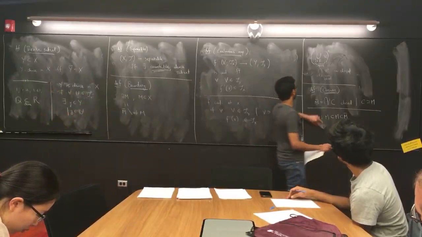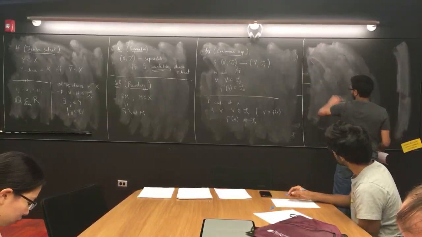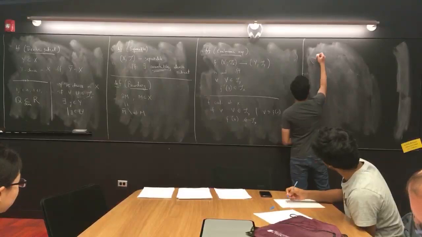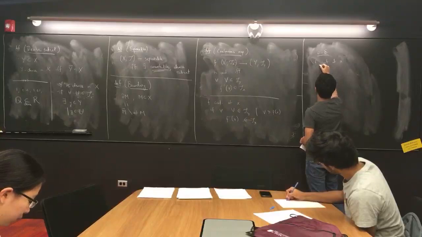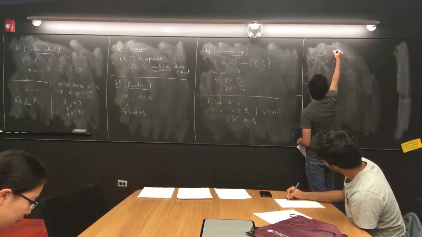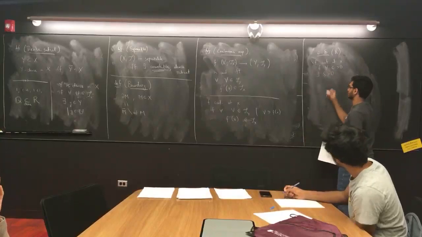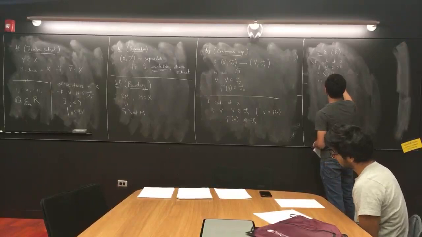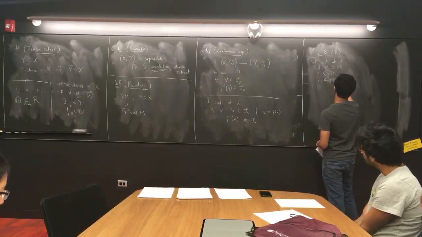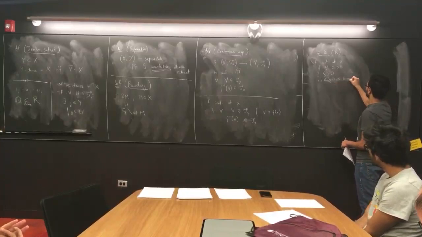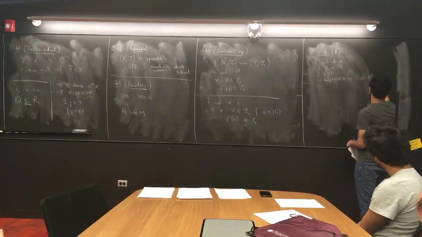So in the real line, for example, we define continuity slightly differently using the epsilon delta definition. We say that F is continuous at X if for all positive epsilon there exists a delta that's positive such that for all Y that lies in a delta neighborhood of X, we have F of Y in an epsilon neighborhood of F of X.